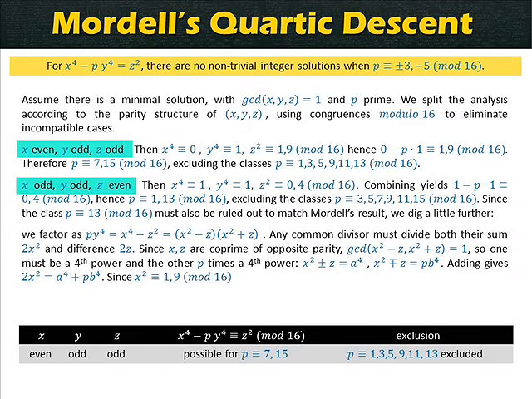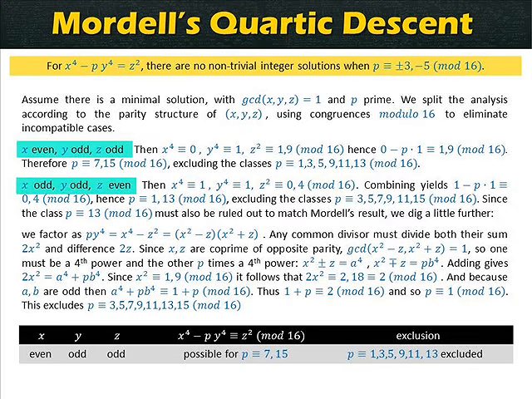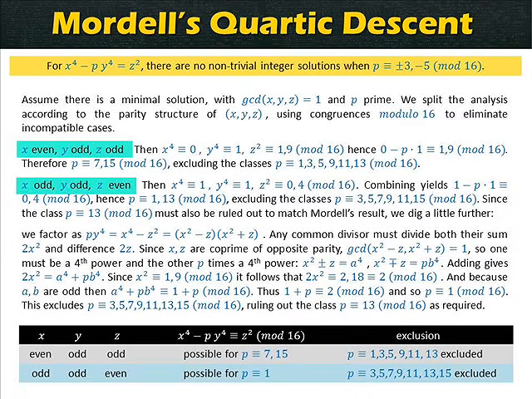Since x squared is congruent to 1 and 9 modulo 16, it follows that 2x squared is congruent to 2 modulo 16. And because a and b are odd, the left-hand side is congruent to 1 plus p. Thus, p is congruent to 1 modulo 16. This excludes the classes 3, 5, 7, 9, 11, 13, and 15, ruling out the class 13 as required.